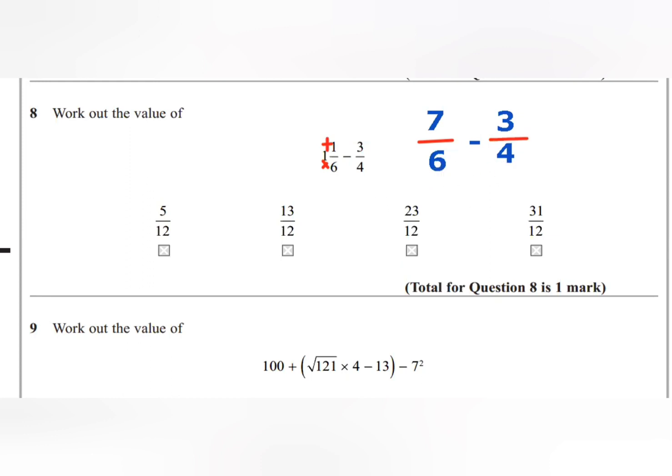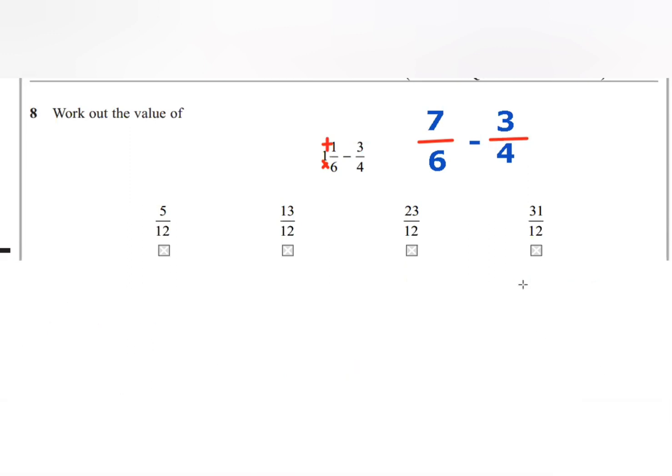To make the denominators the same, you have to multiply them. Because they're not the same here, and they're not related to each other in any of the times table, you have to multiply them. So multiply the denominators here, like this. 6 times 4 equals, very good, 24. So it's going to be 24 over 24.